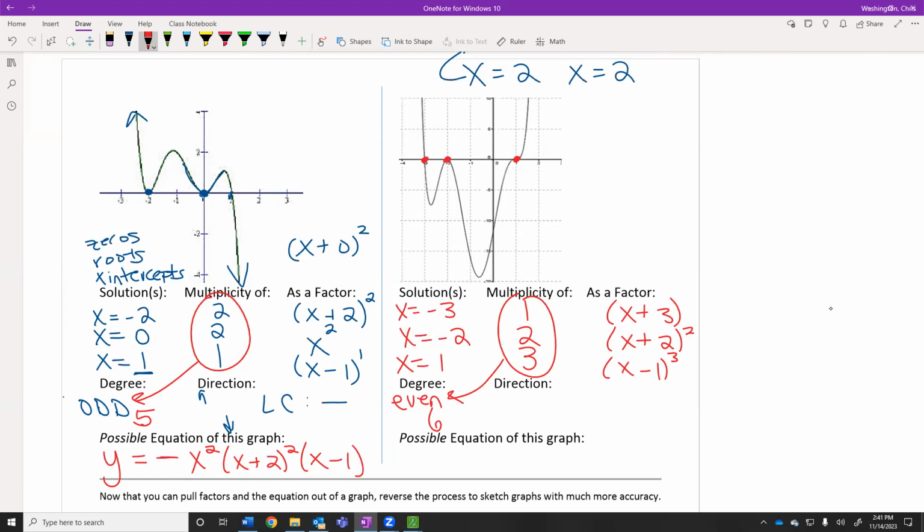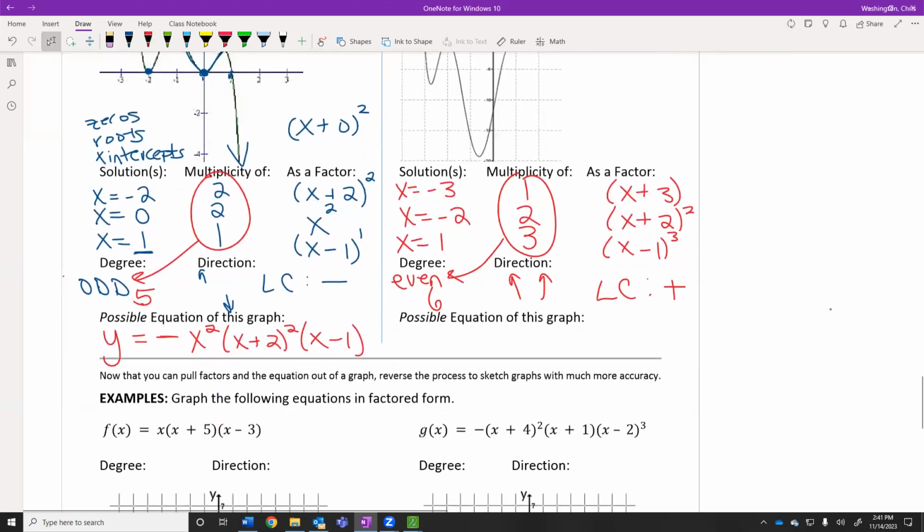And what about the direction? The direction is just going to give me this idea of the leading coefficient. Both ends of this graph are going up. And since both ends of the graph are going up, is the leading coefficient positive or negative? Positive. And since I know the leading coefficient is positive, we can just list the factors being multiplied together. It does not matter what order we put them in. X plus 3, x plus 2 squared, and x minus 1 to the third power. And the number in front is a positive 1. You don't have to write it, but there is a positive 1 right there. We don't have to write it.